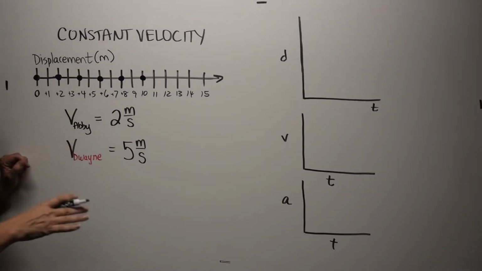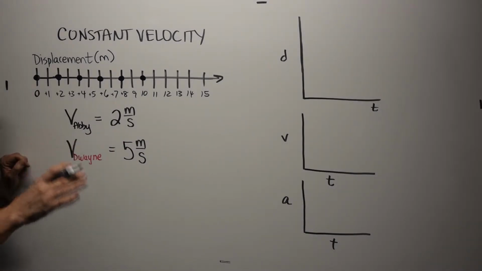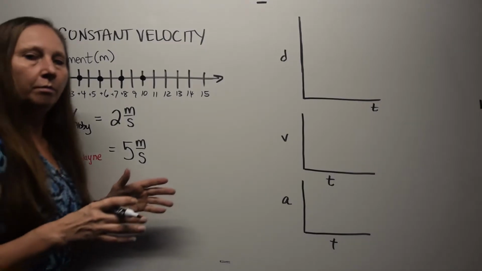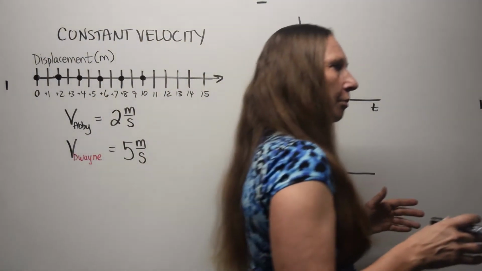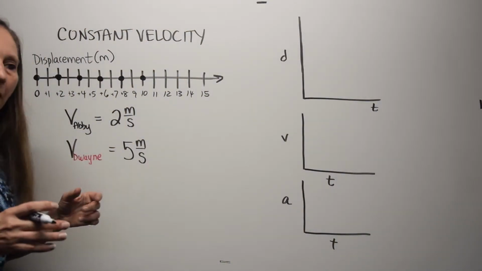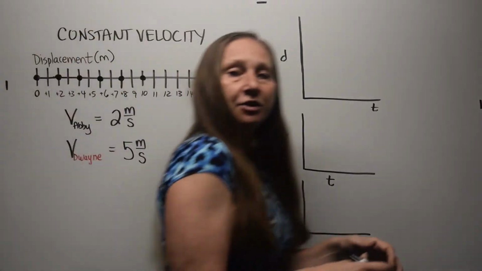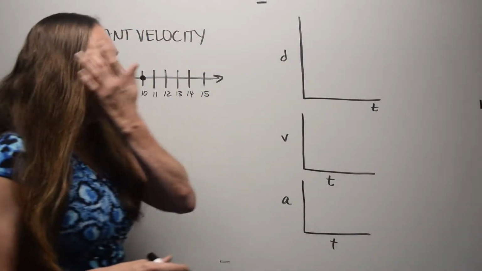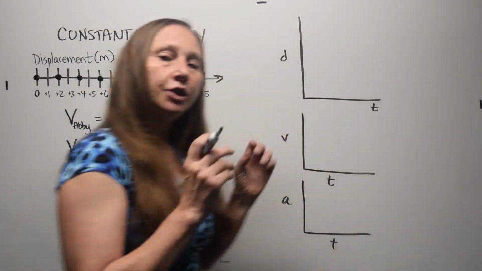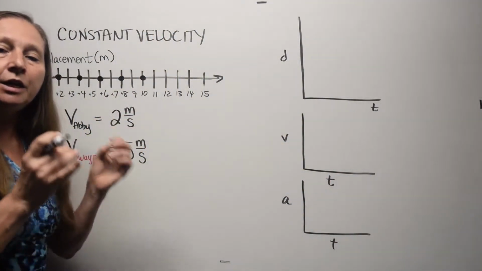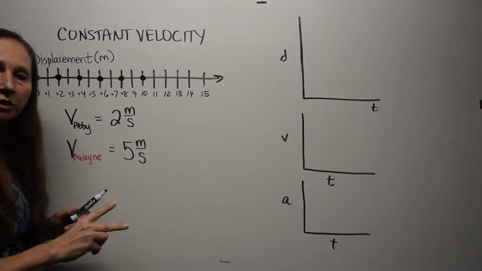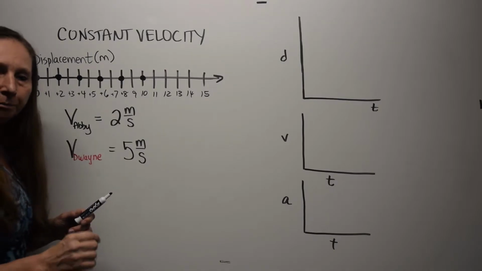All right, so she's walking along at a slow, constant velocity. Boom, boom, boom, boom, boom, right? She's not speeding up. She's not starting slow and then going faster. And she's not starting fast and then slowing down. She's going at a steady pace. She covers the same 2 meters every second.